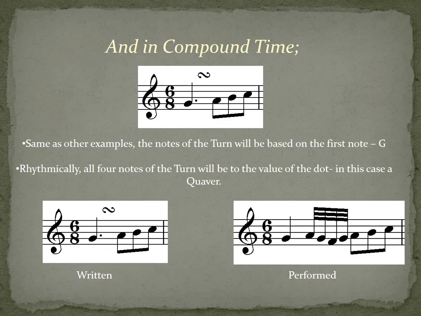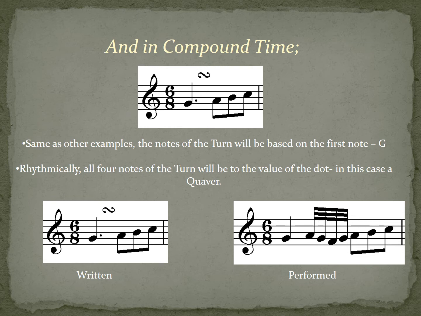Now, as mentioned earlier, it does make a difference if the dotted note is in compound time, because of course in compound time, the dotted note in this case is one whole beat. Now, it's the same as other examples. The notes of the turn actually would be based on the note G. Always the first note is regarded as a written note. But rhythmically, it's quite straightforward. All 4 notes of the turn will be to the value of the dot. So in this case, 1 quaver.